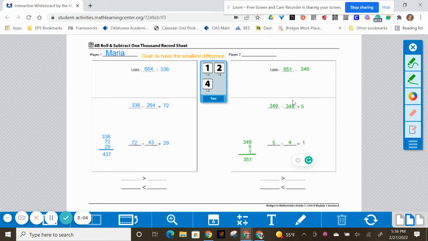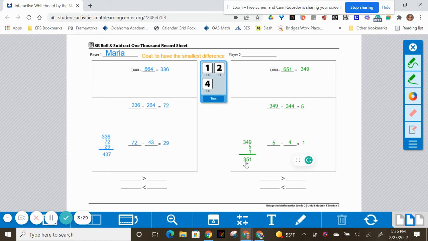So you might keep in mind that in the second round, you may get a roll that will not allow you to make a 3-digit number that you can subtract. So you may have to roll again. And on the last round, you might choose to only roll 1 or 2 dice, depending on how small your numbers are when you get down this far.